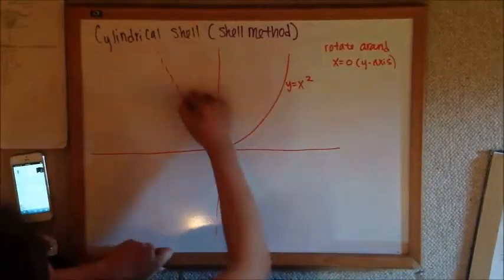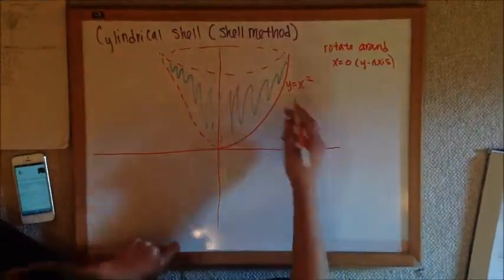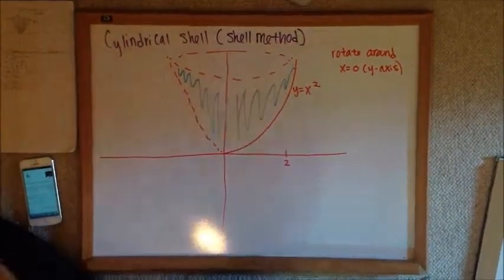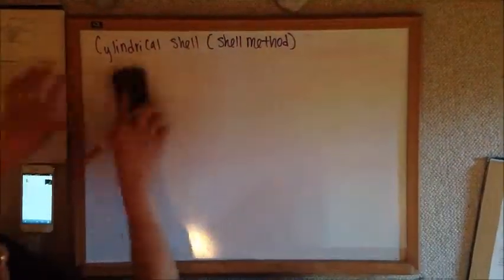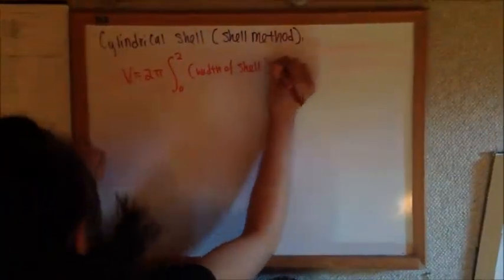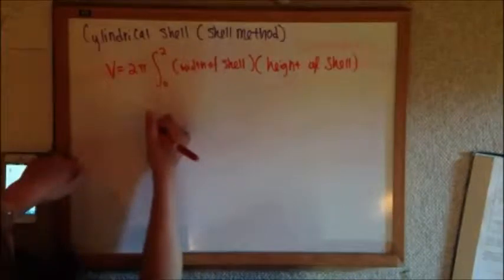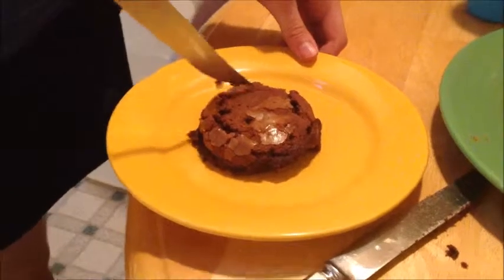The second way is to use our third method, the shell method. In this example, we are rotating the equation x squared around the y-axis from 0 to 2. To find the volume, we go to our shell method formula. The volume equals 2 pi times the integral from 0 to 2 of the width of our shell times the height of our shell. In order to imagine this, think about cutting a cake.